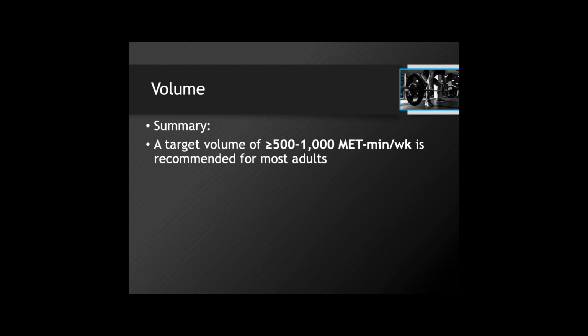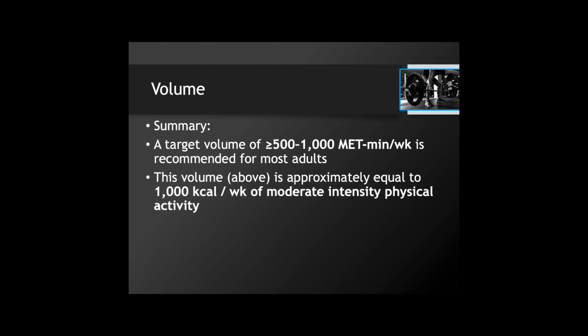Target volume would be anywhere between 500 and 1,000 mets per minute per week is recommended for most adults. That would be your aerobic activity. This is essentially 1,000 kcals a week of moderate intensity exercise, right? So we can do all these conversions to get mets to convert to kcals, and we can get a value for kcals. And this would also equate to about 150 minutes per week of moderate exercise. Okay, so we can look at mets, we can look at kcals, we can look at minutes. There's all these different ways to track volume.